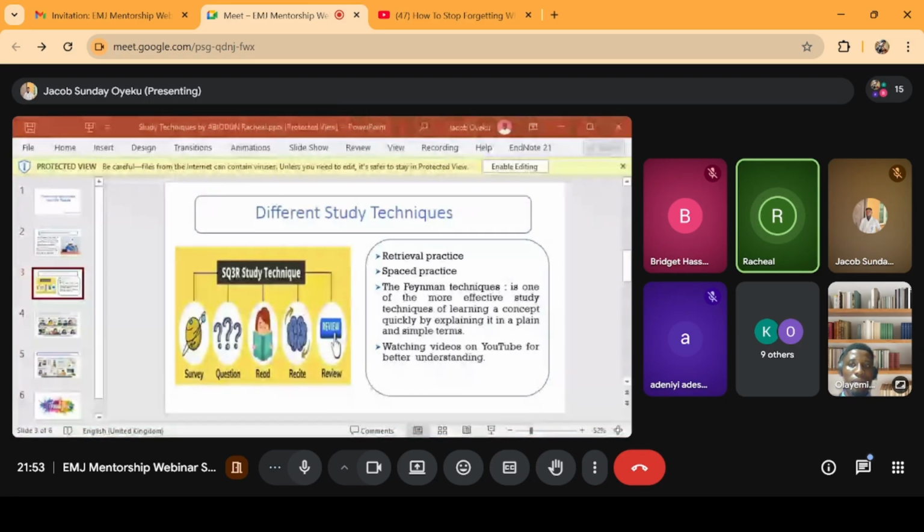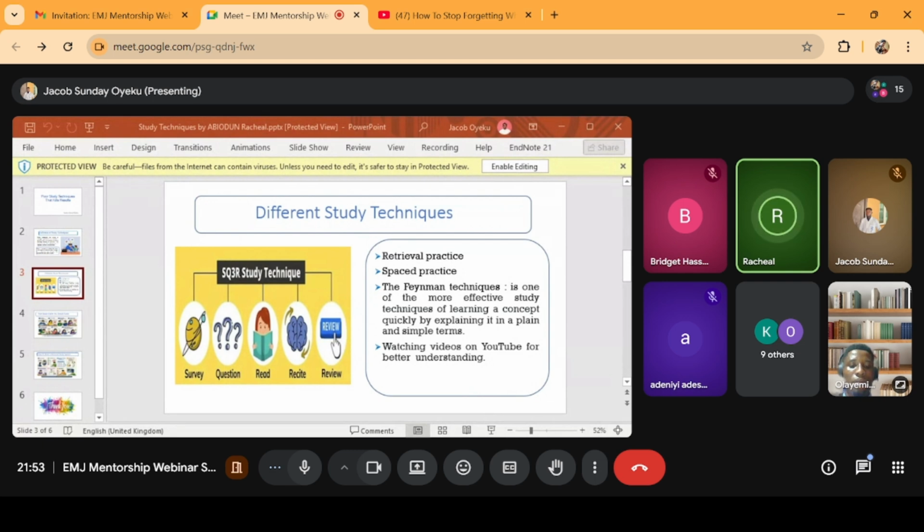So after that, you review. You go back and ask yourself questions. Okay, have I gotten it? What is study techniques? Then the moment you can actually recite it again, you are reviewing everything that you have read.